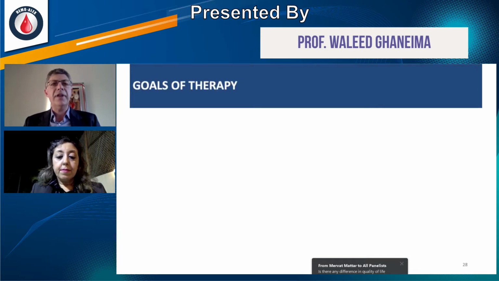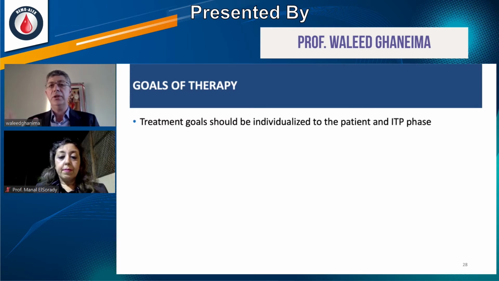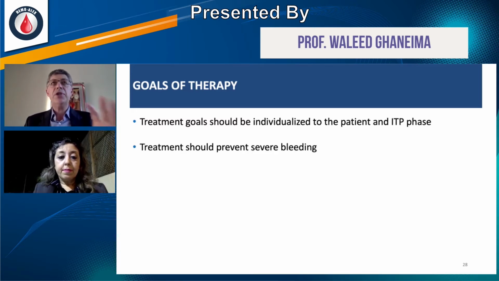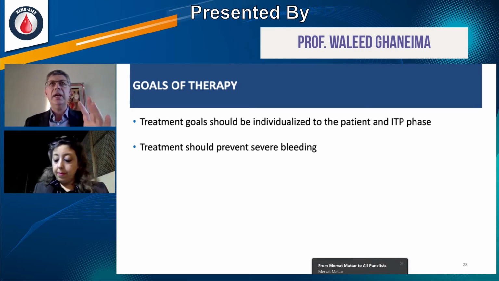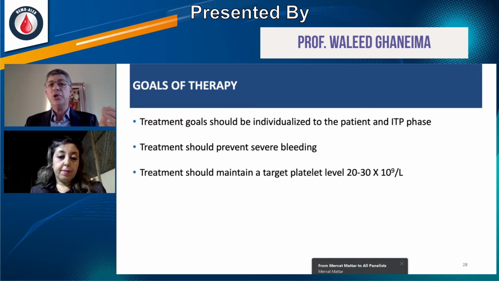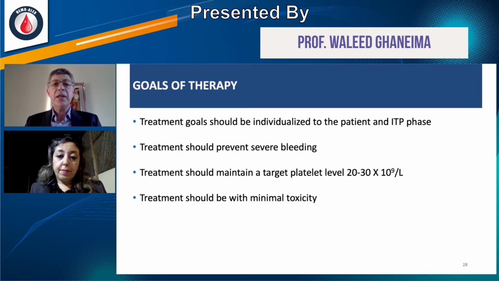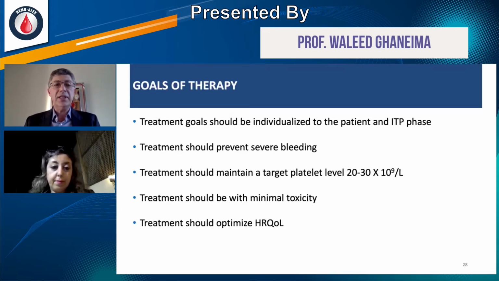Starting with the goals of therapy, treatment goals should be individualized. This is important. We should individualize treatment to patients. Both guidelines focus very much on individualized treatment. Treatment should prevent bleeding. We know that. Treatment should maintain a target platelet count of 20 to 30. So here the cutoff is slightly lower compared to the ASH guidelines, which say 30. Treatment should be with minimal toxicity, and treatment should optimize health-related quality of life.